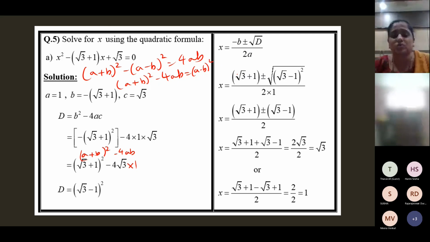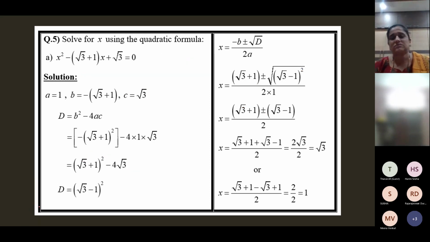x is minus B plus or minus root D by 2A. Substitute minus B: there's already a minus and minus B, so it will become plus. Plus or minus root of D by 2A. This is square and square root, so it just comes out as root 3 minus 1. First take this plus this, and then this minus this. You should know how to solve that. So you get exactly what we got earlier: root 3 and 1.